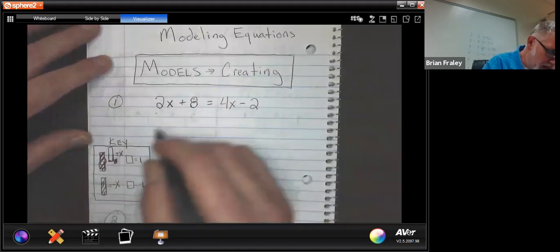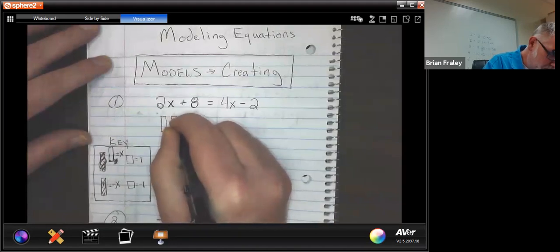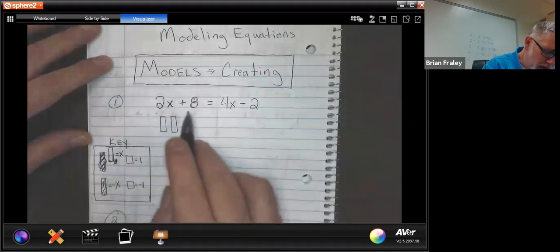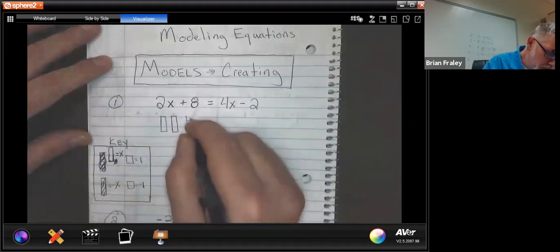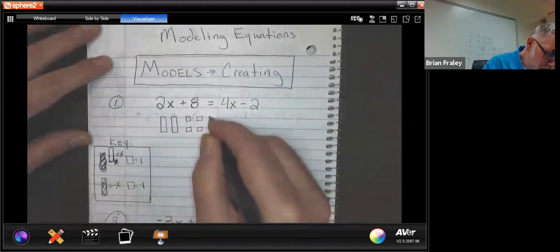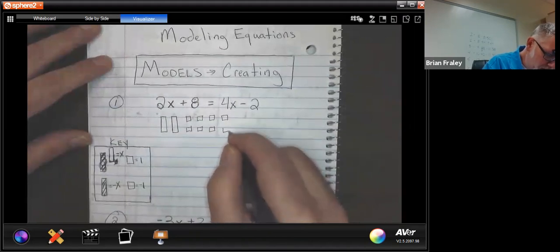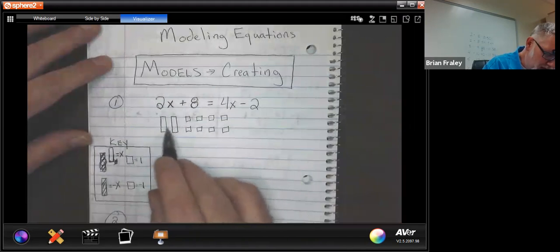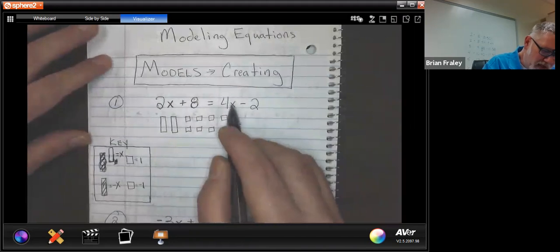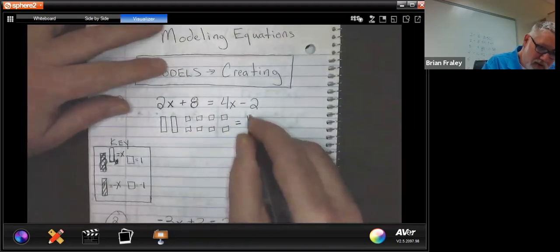So I'm going to represent 2 positive x's. So I'm going to draw 2 rectangles. Okay. Each one is a positive x. And I have to represent +8 or 8 positives. So I'm going to draw 1, 2, 3, 4, 5, 6, 7, and 8. So 2 x's plus 8 singles, 8 positives. Equals, now I've got 4 x's I've got to draw, and they're positive, so make your 4 x's.